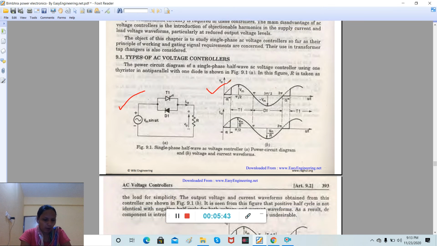For regulating the power flow in an AC voltage controller, there are two types of control strategies. The first one is phase control, and the second one is integral cycle control. What are phase control and integral cycle control strategies? We will study them through the half wave and full wave voltage control circuits.